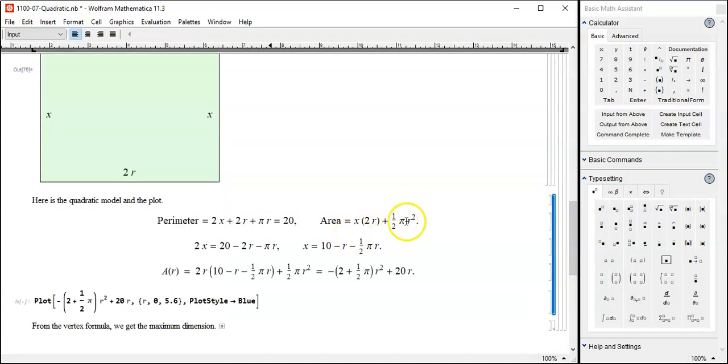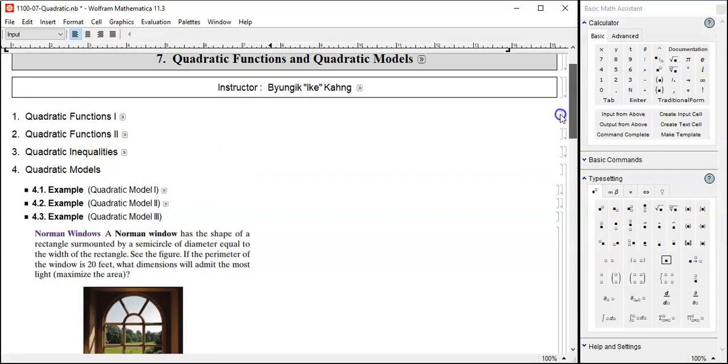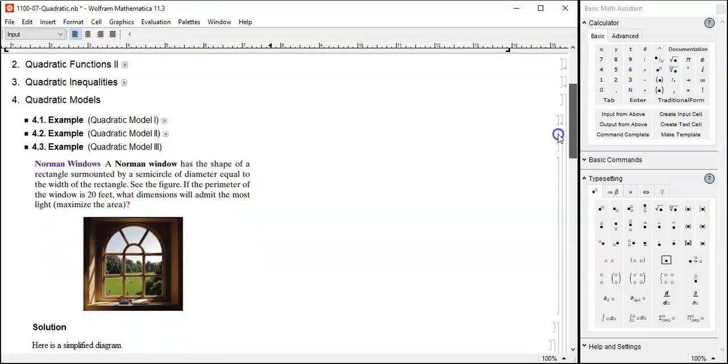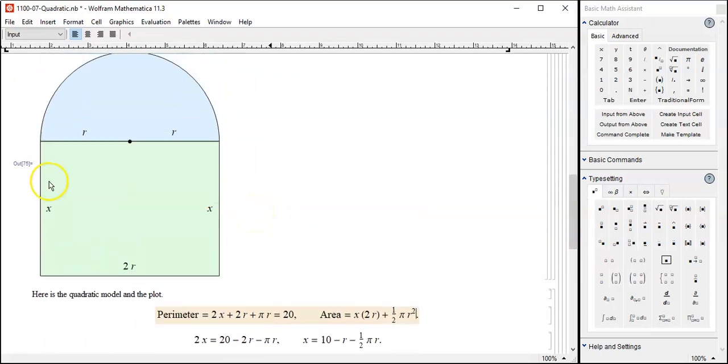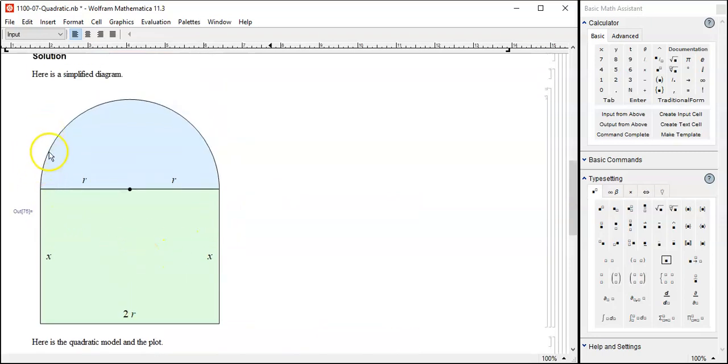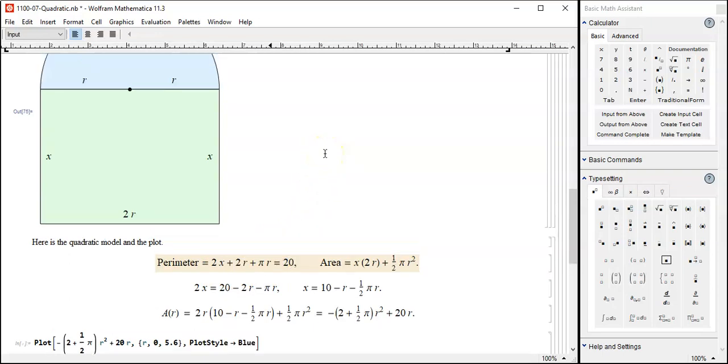Let's see, do we have to find out the perimeter? Oh yeah, the perimeter is 20 feet. Perimeter, add them all up: x, so 2x, 2r, and then this half of the circumference, pi r, that adds up to 20. And here I can find out the relationship between x and r.